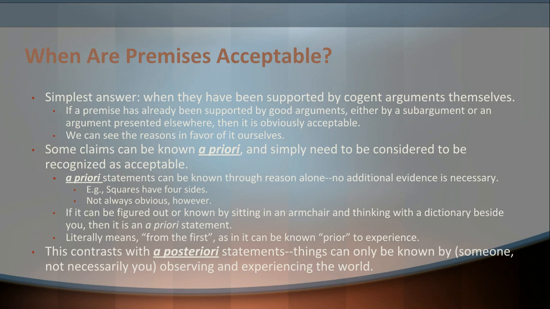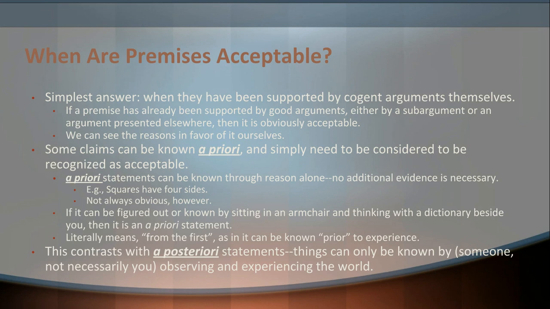A good test of an a priori truth, in my opinion, is whether or not you can figure this out with an armchair and a dictionary beside you. Mathematics is something that you can do in an armchair with a dictionary and a large enough whiteboard to work your stuff out. So mathematical truths are largely considered a priori truths. These are things that can be known through reason and logic alone.